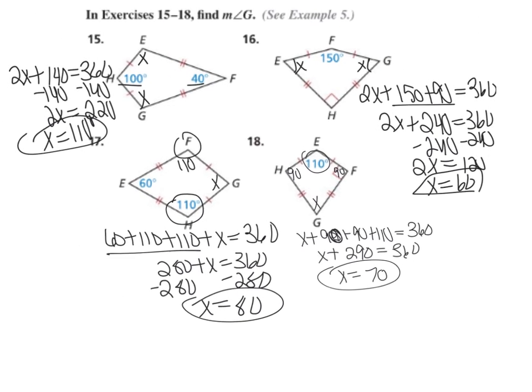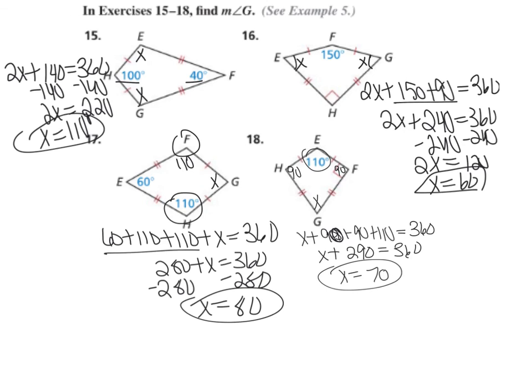Okay, so with the kites we're using the idea that the opposite angles are equal to each other, and the idea that it's a quadrilateral, so it adds up to 360 degrees.